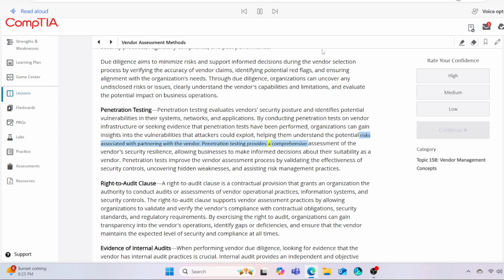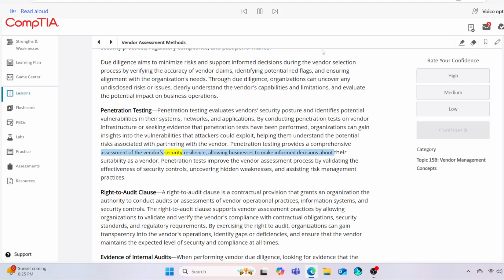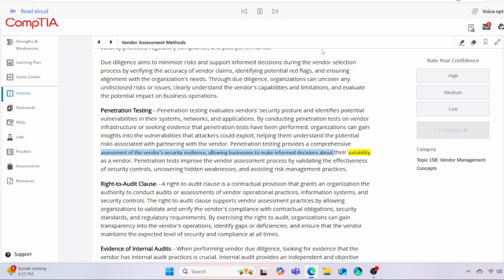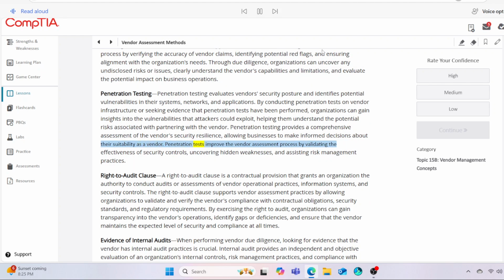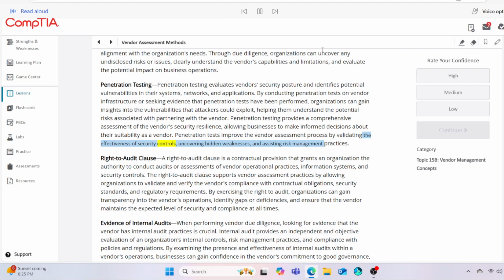Penetration testing provides a comprehensive assessment of the vendor's security resilience, allowing businesses to make informed decisions about their suitability as a vendor. Penetration tests improve the vendor assessment process by validating the effectiveness of security controls, uncovering hidden weaknesses, and assisting risk management practices.